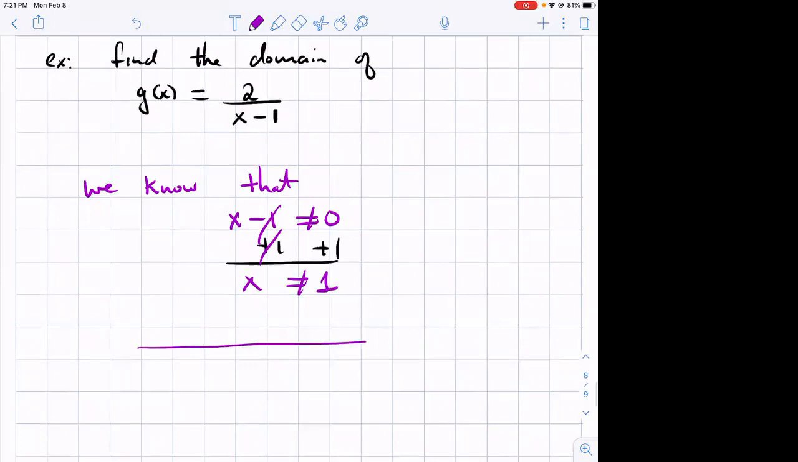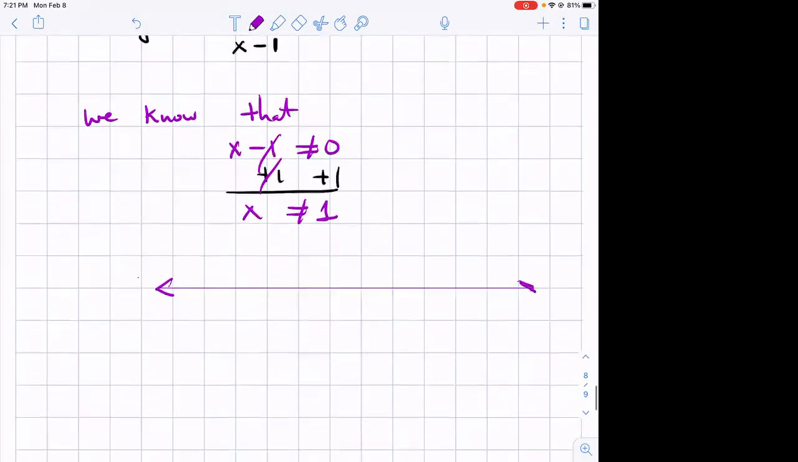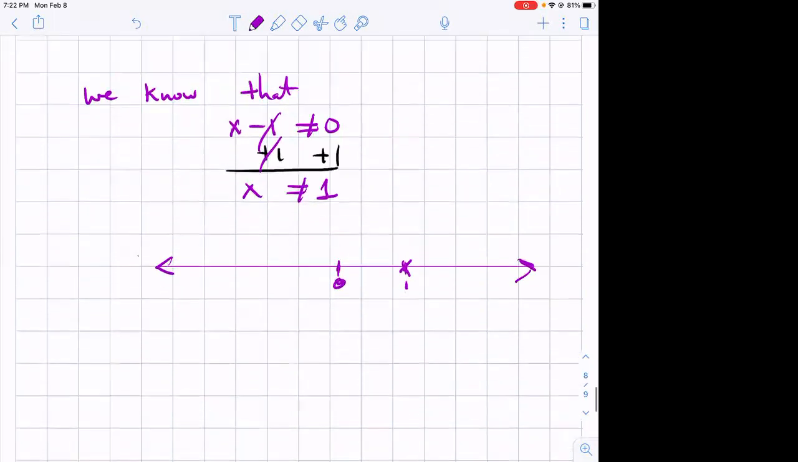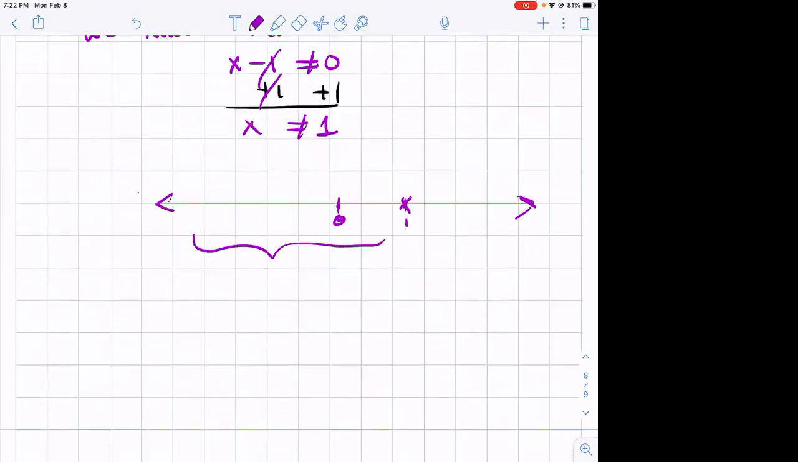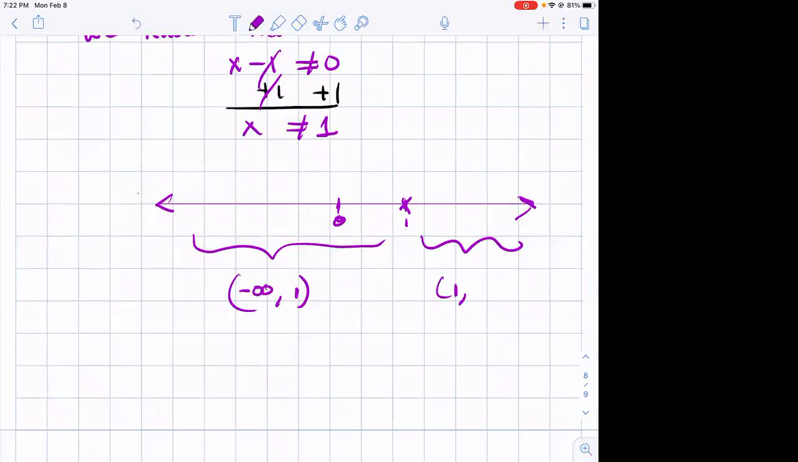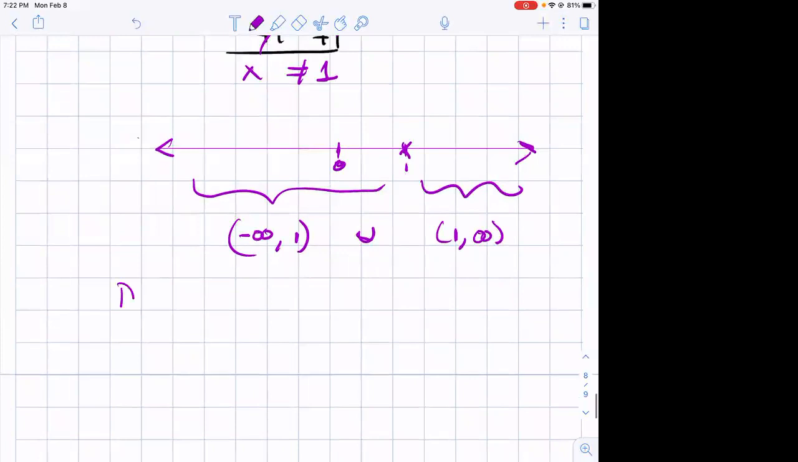And if you draw the number line and you take out 1, what do you have left? Okay, what is left in this line? If this is 0 and you take out 1, well, on this side here, you have from negative infinity going all the way up to 1. And then on this side here, you have from 1 to infinity. And bringing the two of them together, the domain of this function would be from minus infinity to 1, union with from 1 to infinity.